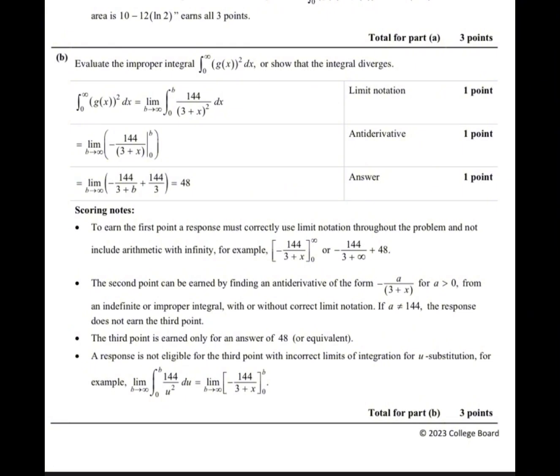The next point is pretty simple. It's the antiderivative, which is where I did u sub, and I took the 144 out, which is u to the -2, which is just a simple power rule. And then finally for the answer, you have to recognize that the limit of b approaches infinity of -144 over 3 plus b will become 0, because when the bottom of a fraction goes to infinity, that means it's being divided by an infinitely greater number, which will make it equal 0. So then basically 0 plus 48 will get you just 48.